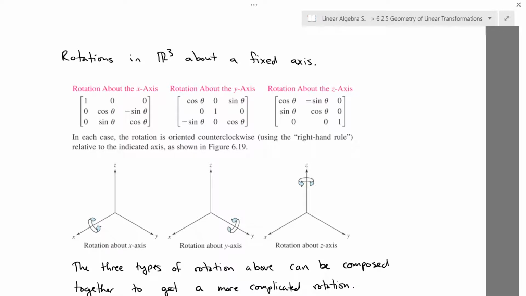Now we look at some geometric transformations in 3 dimensions. These 3 transformations are rotations about a fixed axis. So the first one here is a rotation around the x-axis by an angle of theta. This is a rotation about the y-axis by an angle of theta. And this is a rotation around the z-axis by an angle of theta.